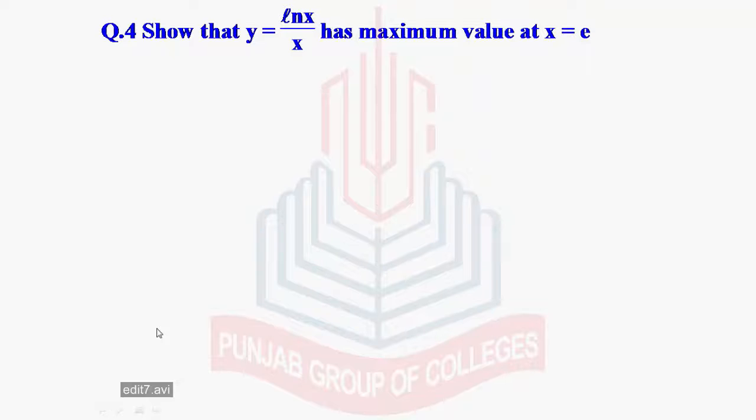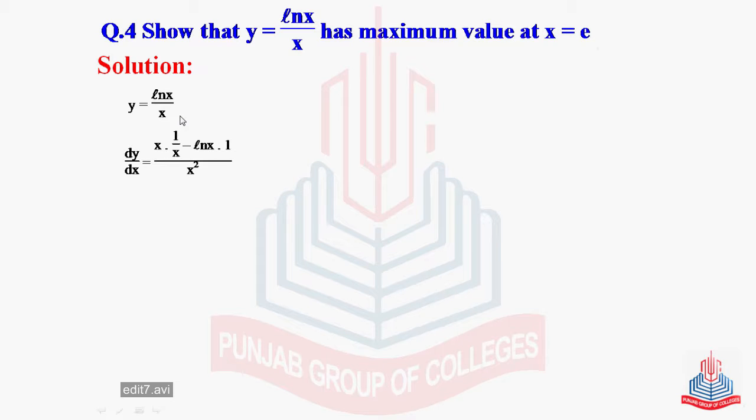Question number 4. Show that y is equal to log x divided by x has maximum value at x is equal to e. Solution. We have y is equal to log x divided by x. So first find first derivative dy by dx, by applying quotient theorem on the right hand side.